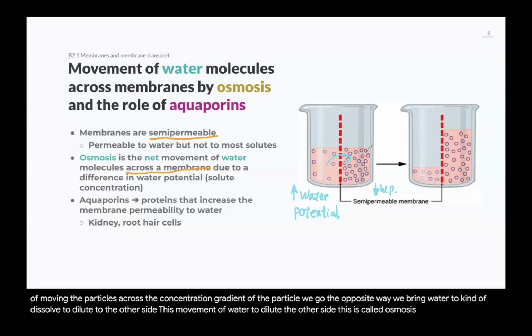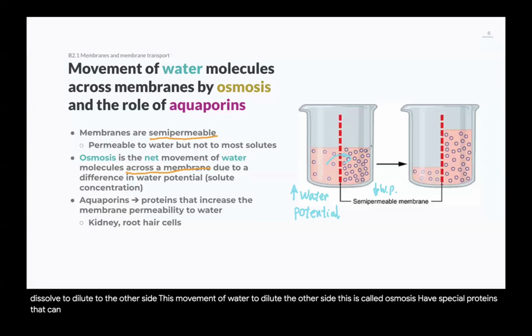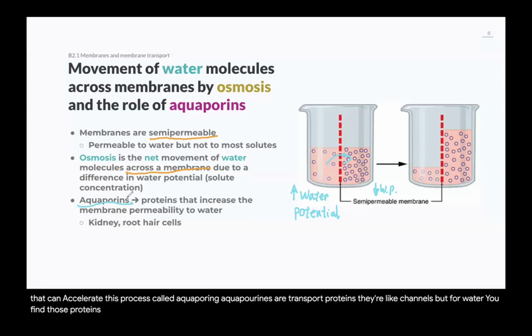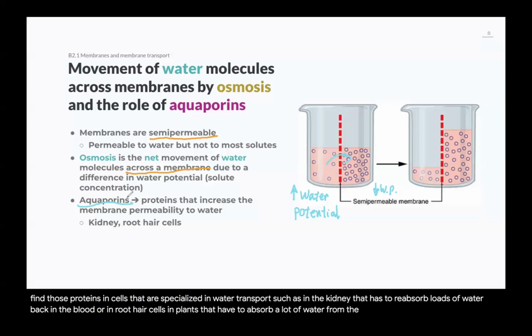Now, some cells have special proteins that can accelerate this process called aquaporins. Aquaporins are transport proteins. They're like channels, but for water. You find those proteins in cells that are specialized in water transport, such as in the kidney that has to reabsorb loads of water back in the blood, or in root hair cells in plants that have to absorb a lot of water from the soil into the plant.